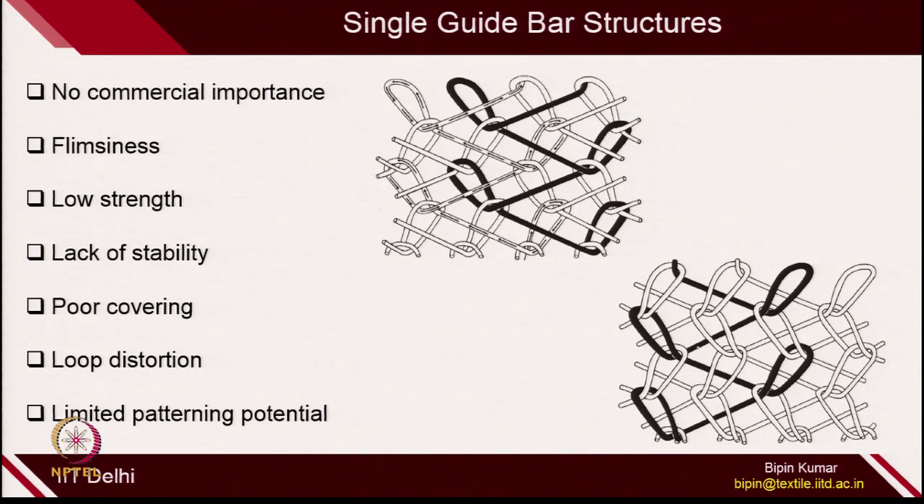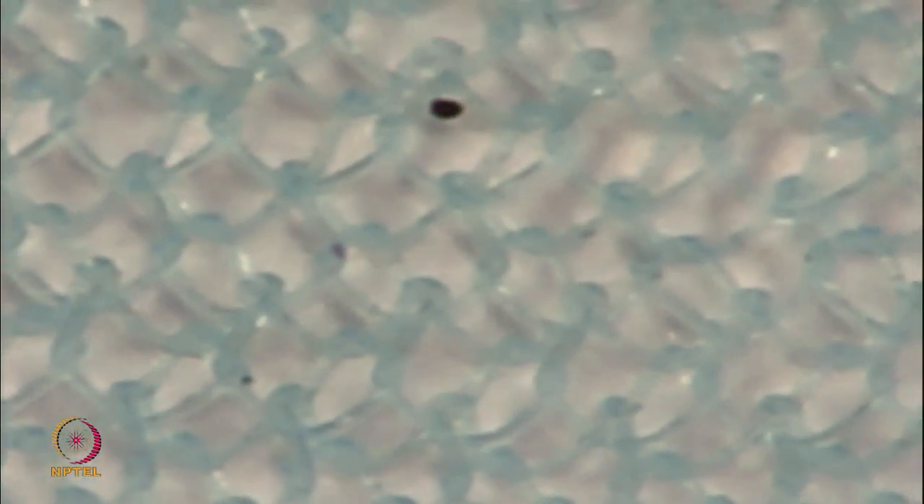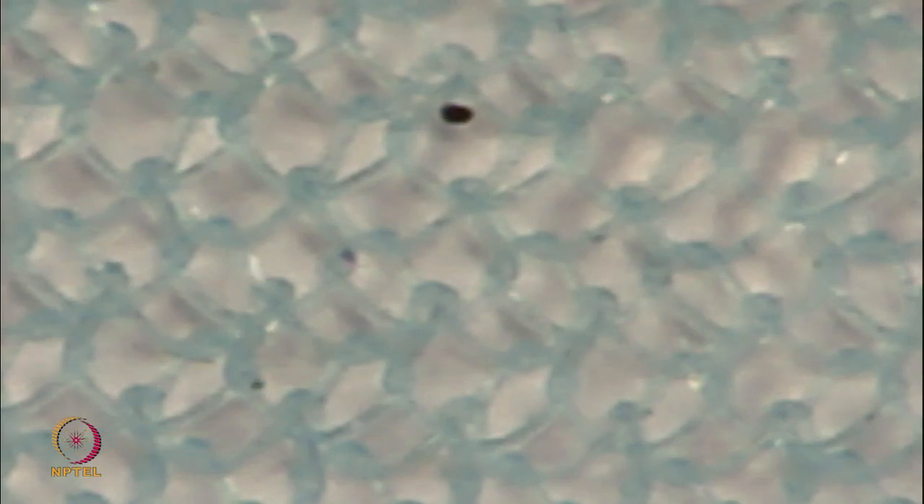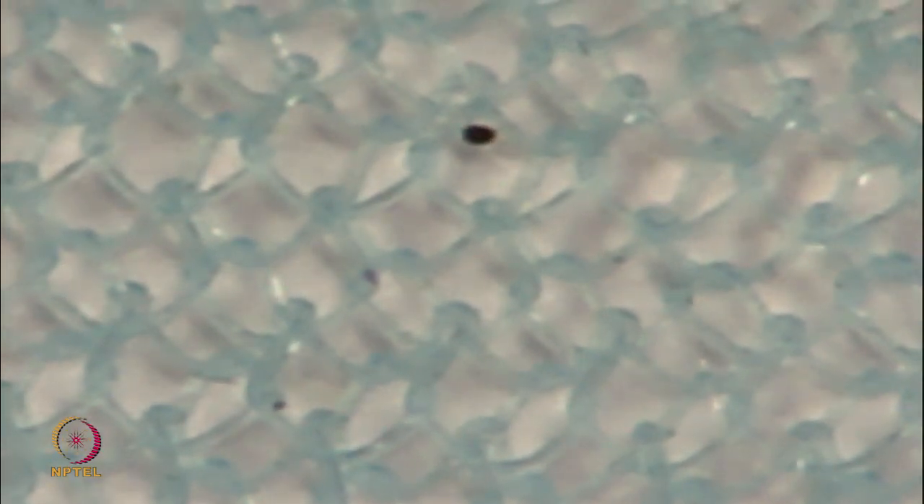But if you go for a two guide bar structure there are a lot of possibilities, but from a commercial point of view a single guide bar structure has limited advantages. I can show you one single guide bar structure, you can see how unstable it is. This structure is very porous and the loops are also in a tilted position. The reason is that both the sinker loop and underlap are in the same direction, due to which there is unequal tension on the loop.